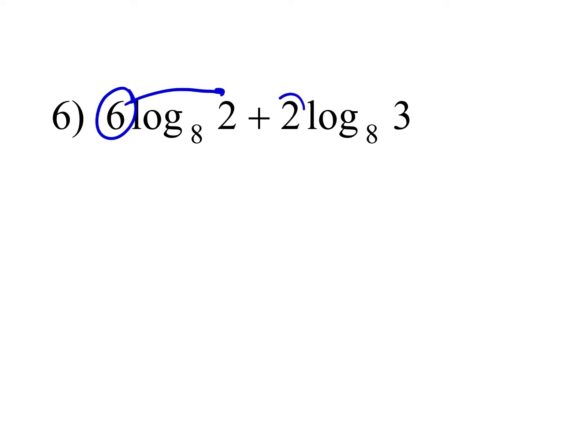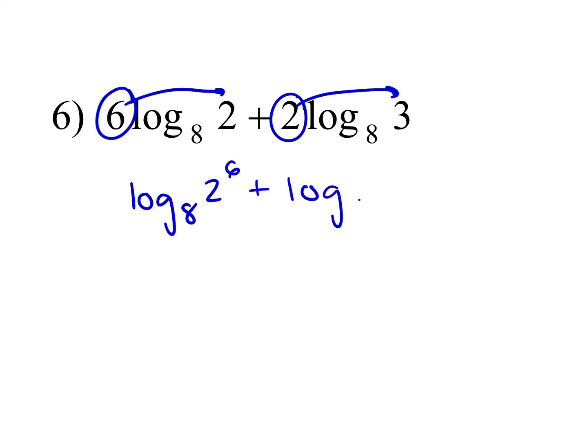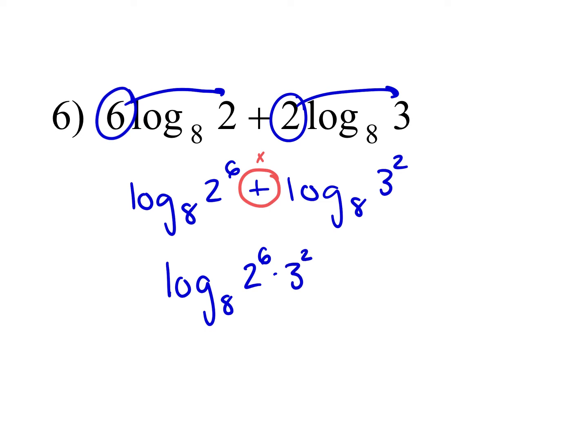What should I do first for number 6? Move the 6 and the 2. So I have log base 8 of 2 to the 6th power plus log base 8 of 3 to the 2nd power. What should I do next? Combine them. What goes with addition? Multiplication. So I start off with the same log and the same base, so log base 8. And then what comes next? Perfect. So log base 8 of 2 to the 6th power times 3 to the 2nd power. And we can just leave it like that.